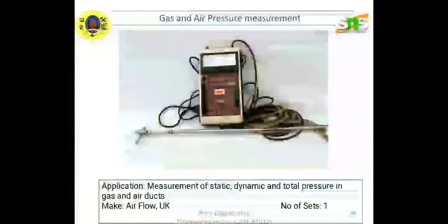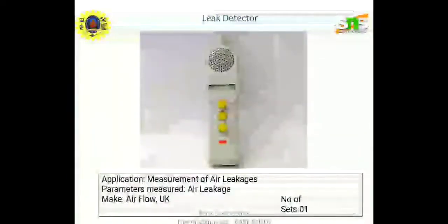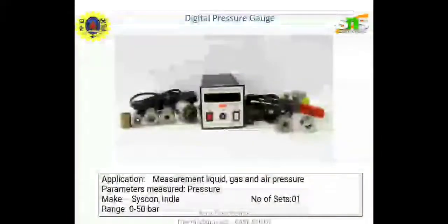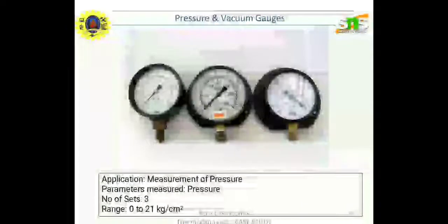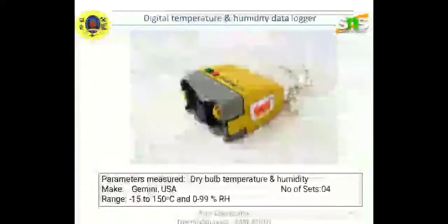It's a gas and air pressure measurement. It's a measurement of static, dynamic and total pressure in gas and air ducts. It's a leak detector, used for air leakage. It's the digital pressure gauge. Application is measurement of liquid, gas and air pressure. Then pressure and vacuum gauges are used for measurement of pressure. The range is 0 to 21 kg per centimeter square.